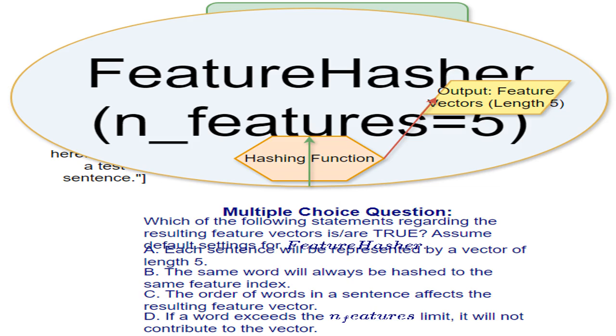I use a FeatureHasher and set _n_features to 5. This means I'll get a feature vector, a list of numbers, of length 5 for each sentence. It's like creating a 5-dimensional space to represent each sentence.